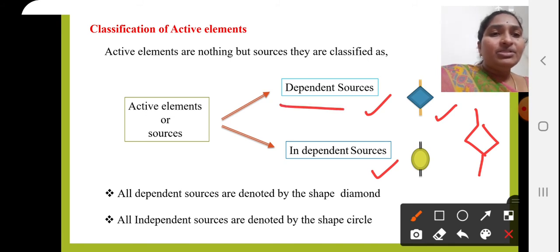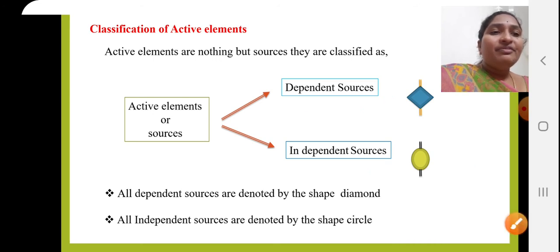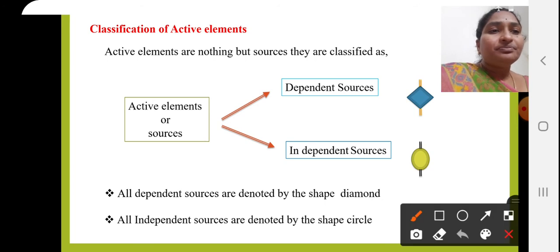Next, independent sources are the sources which are independent of any other quantity in the network. The magnitude of either voltage or current is going to be fixed. For example, if it is an independent voltage source whose magnitude is 10 volts, that means the 10 volts magnitude is constantly supplied by the source irrespective of any other voltage or any other current in the network. So such kind of sources are said to be independent sources.